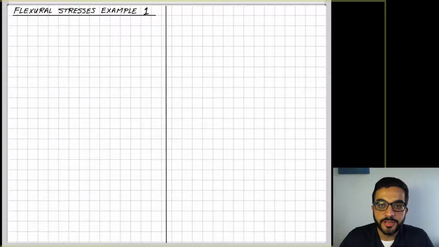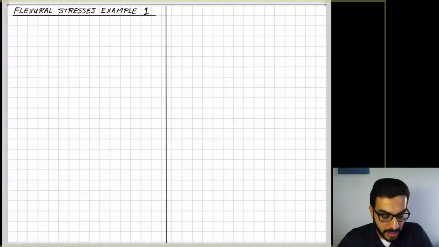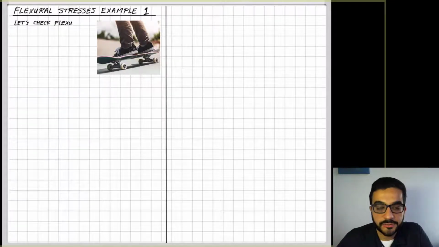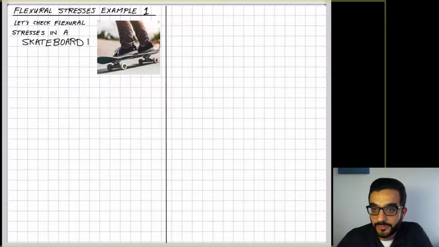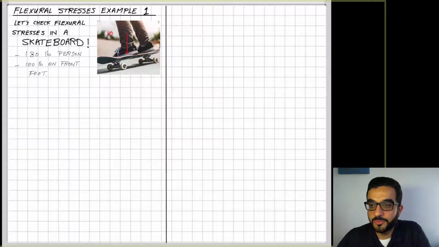Welcome. This is the first example of calculating flexural stresses, and we'll use actually a very fun exercise with that. So we will analyze the flexural stresses developing in a skateboard. And what's better than checking flexural stresses than a skateboard?